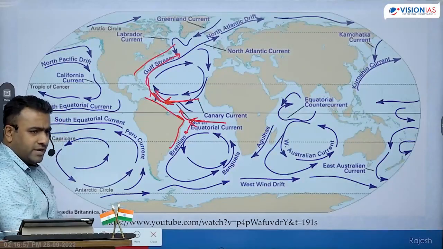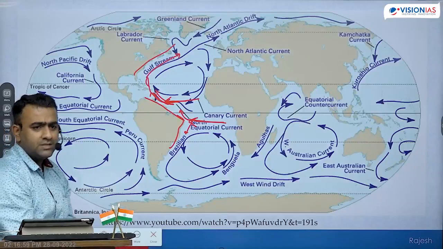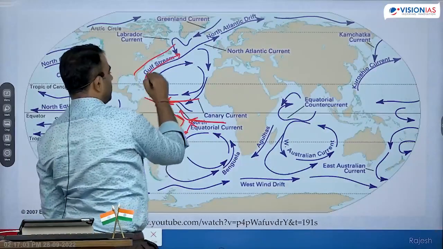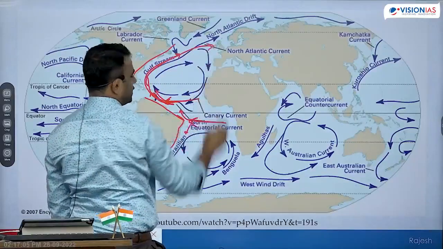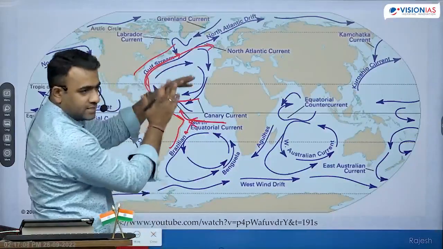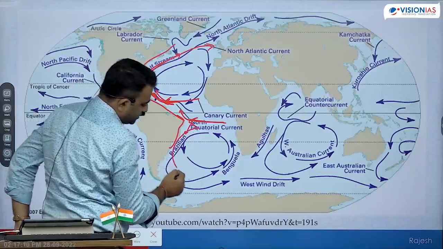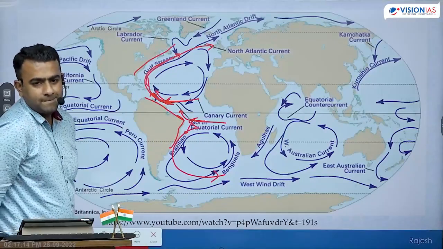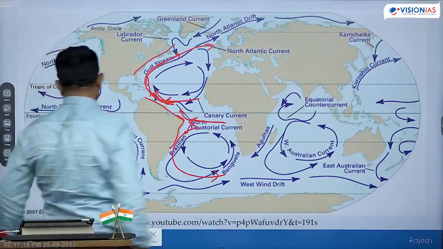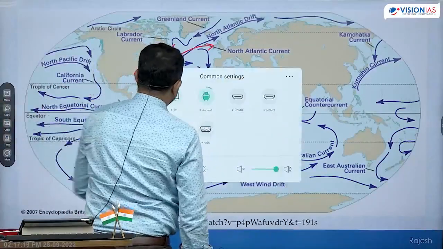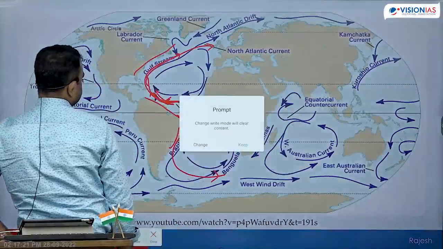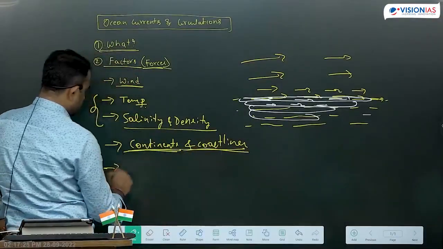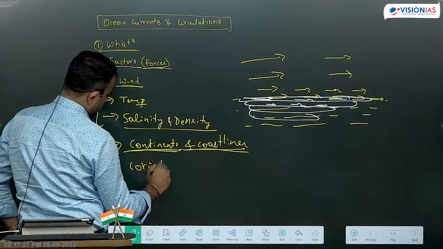Any body, any mass which is in motion on the surface of earth experiences Coriolis force. So that is why ocean currents which are moving in the north experience deflection towards the right side, and those which are moving towards the south experience deflection towards the left side. Okay? So that is the next factor. Continents and coastline, and then Coriolis force.